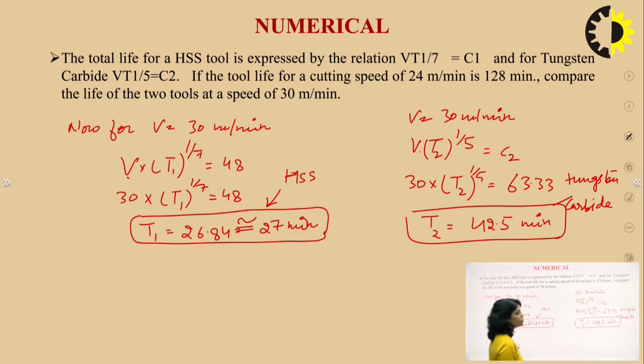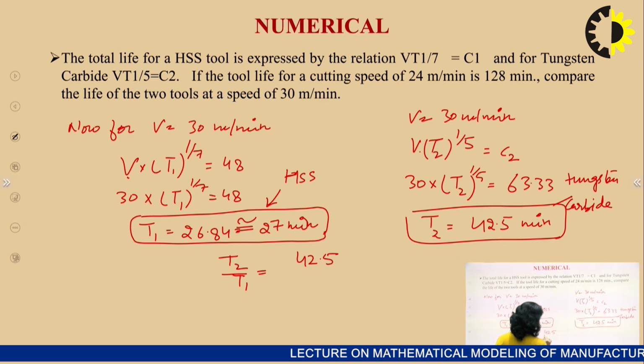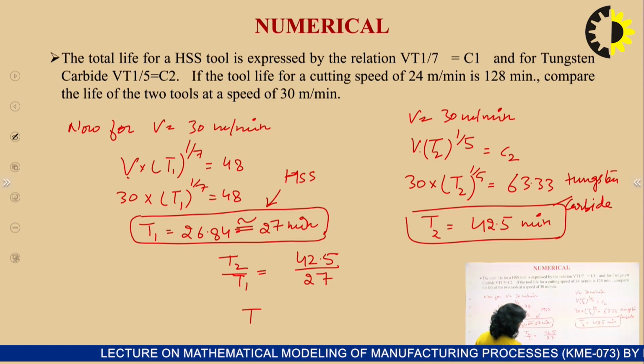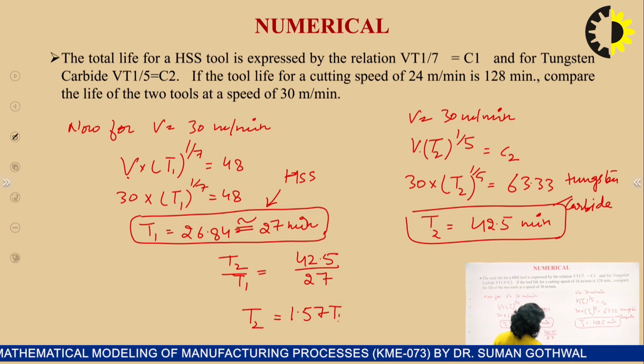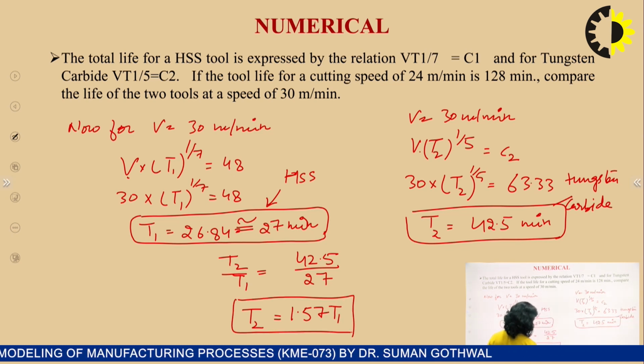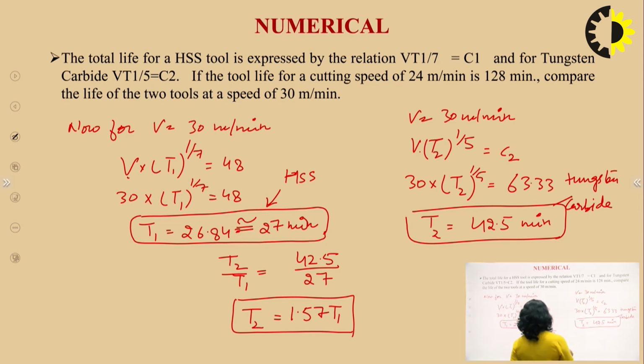Now the question is to compare the life of the two tools. So we will do T2 by T1. T2 by T1 is basically 42.5 divided by 27, so T2 is 1.57 T1. This is the comparison of these two tools at a speed of 30 meter per minute. In this way we can solve the problems based on the tool life.